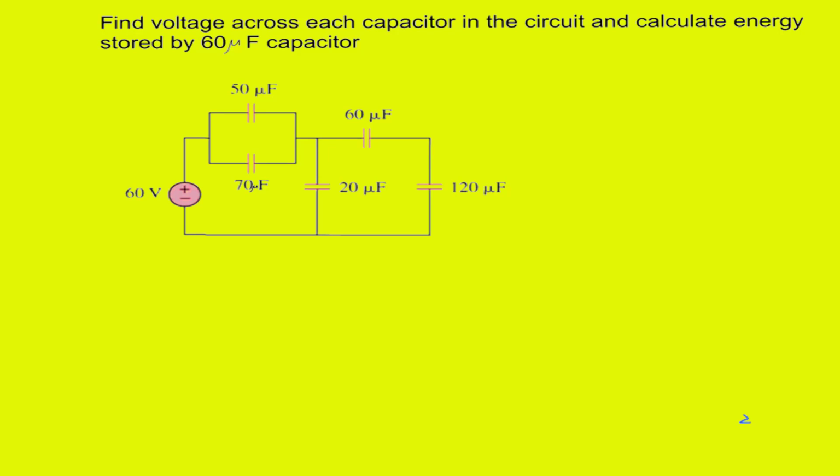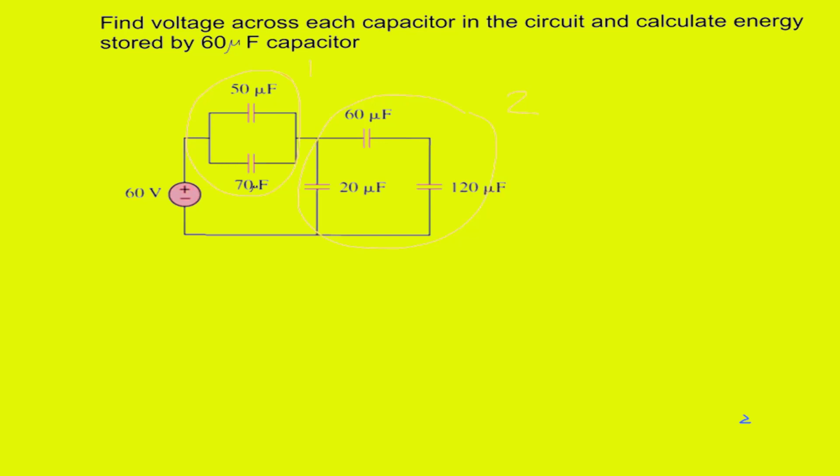So what do we have? We have two groups. This is the first group and this is the second group connected in series. So this is number 1 and this is number 2. We have to simplify these groups and find the equivalent capacitance for each group, and then we can replace it by a circuit with two capacitors connected in series.